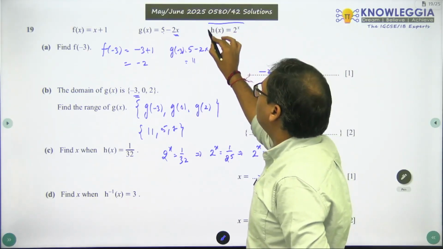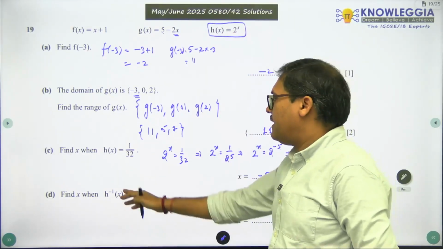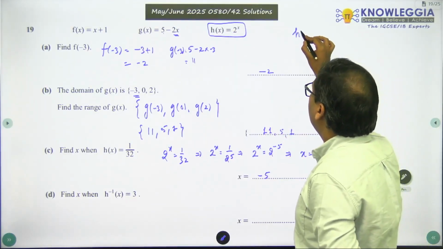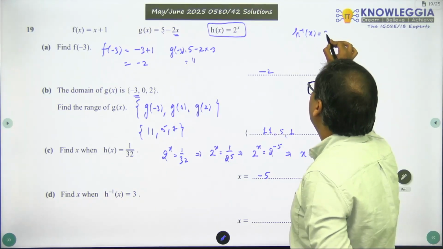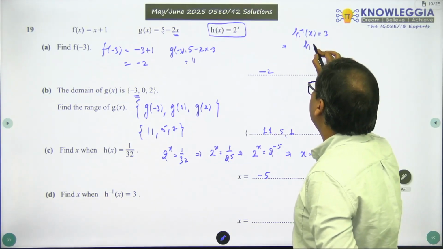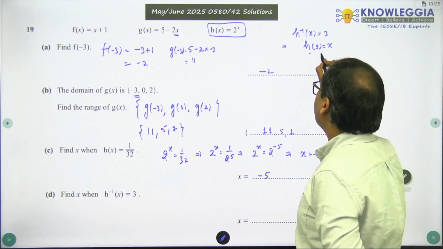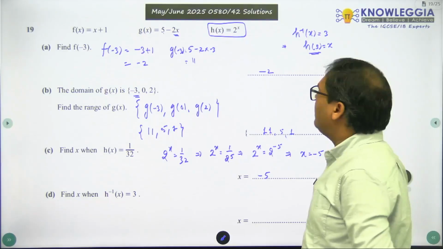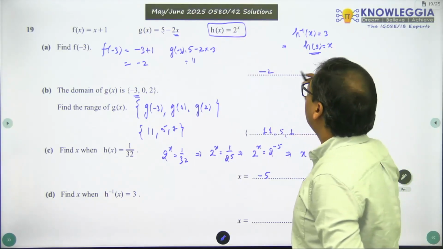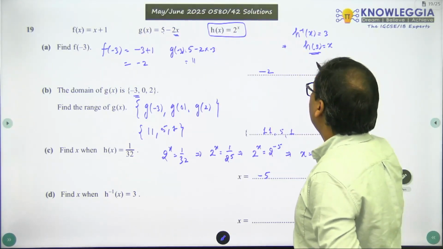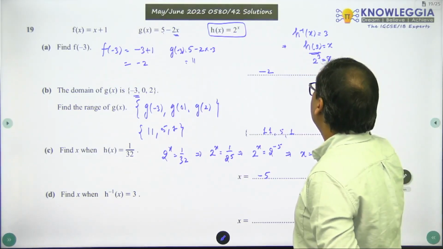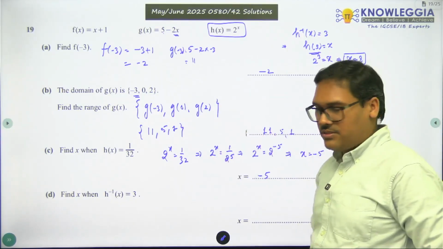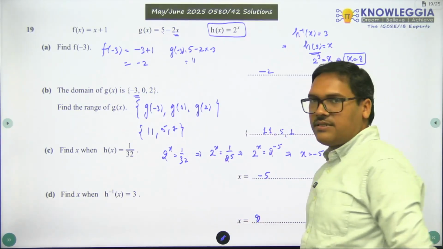Okay. And the last part, find x when h inverse x is equal to 3. Now this is function h(x). I want to write h inverse x should be equal to 3. So remember this, h inverse x equal to 3 effectively means h(3) will be equal to x. So now what is h(3)? If I put x equal to 3 here, this will be 2 raised to 3. This is equal to x. So what is the answer? x will be equal to 8. This is the easiest way to solve this type of questions.